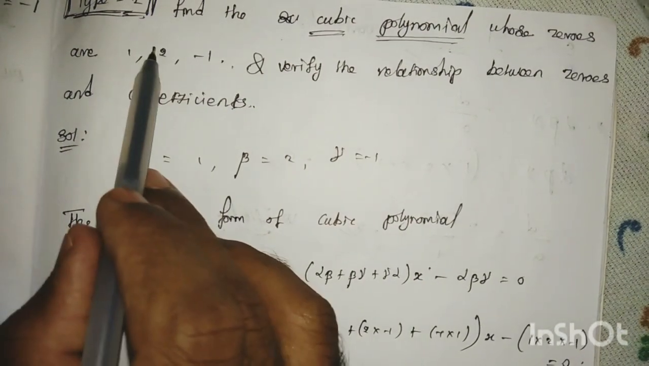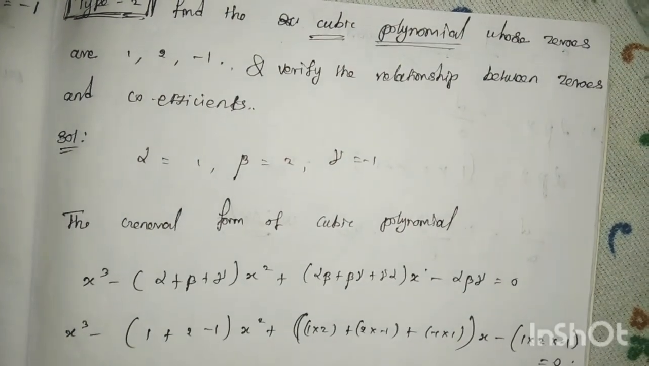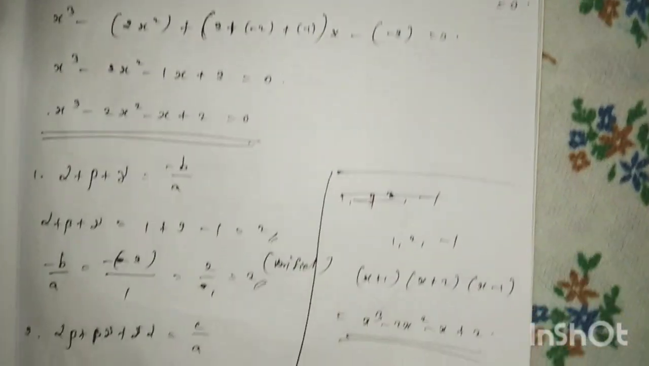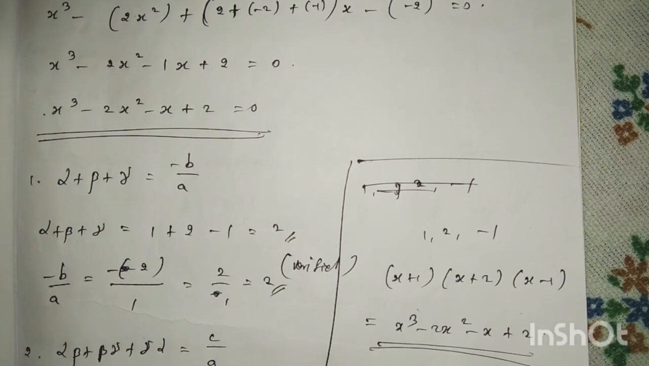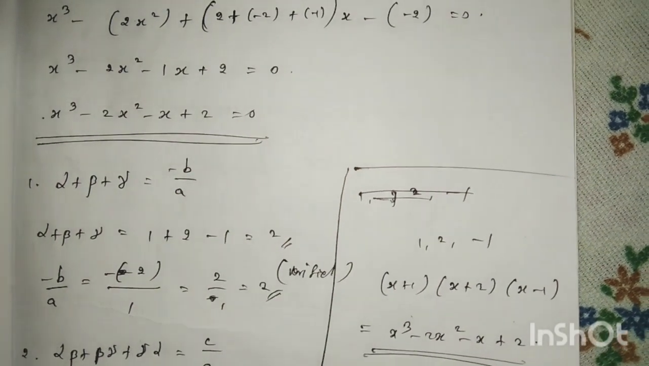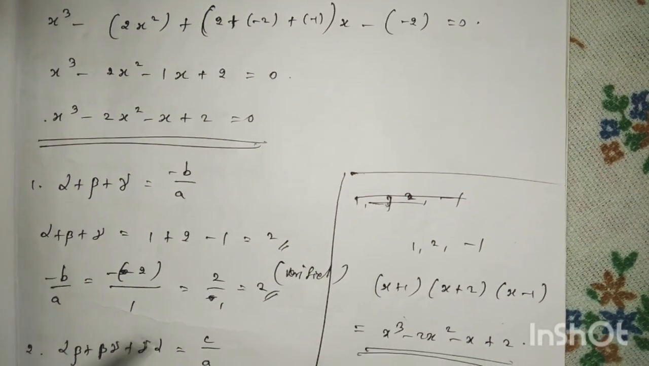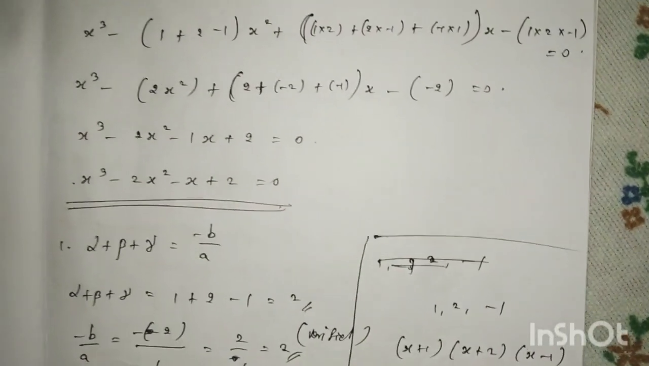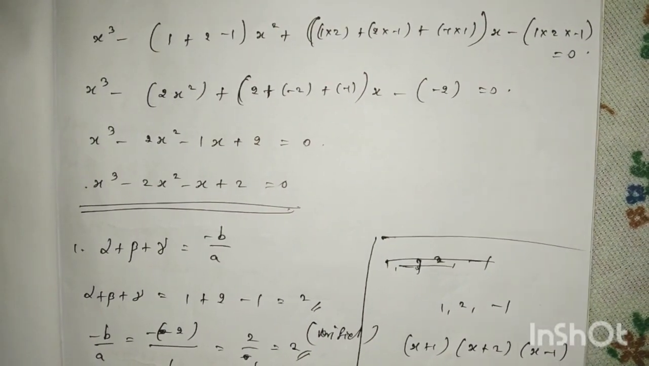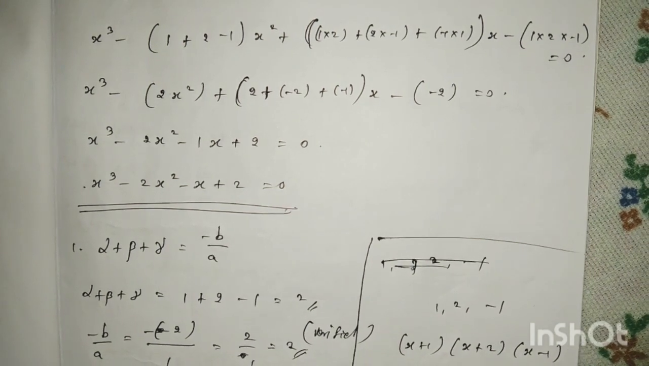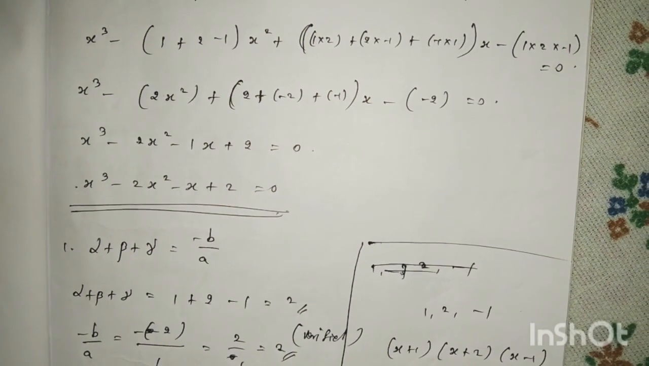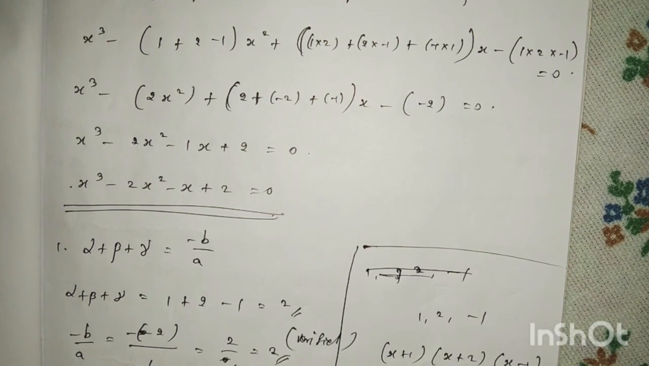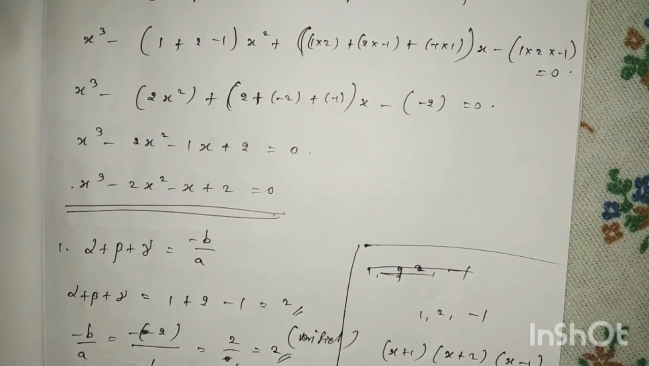When they give the zeros of a cubic polynomial, are you all able to find the cubic polynomial? Right? You can use any one method to find it. Then after finding the cubic polynomial, you can verify the relationship between coefficients and zeros, right? I hope you're all clear how to find the cubic polynomial when they give the zeros, as well as how to find the zeros when they give a cubic polynomial, right? So I hope you're all clear.